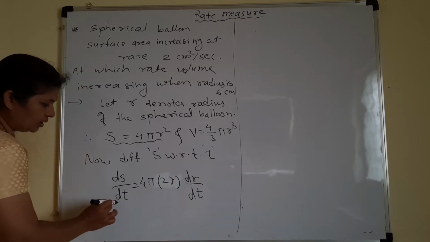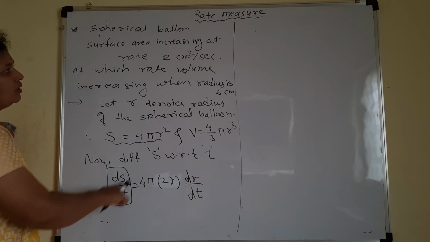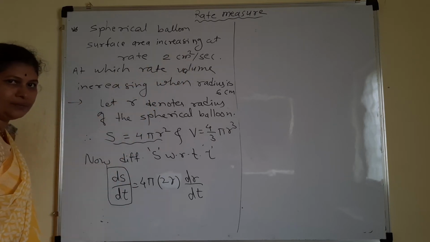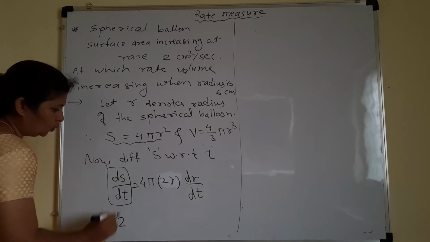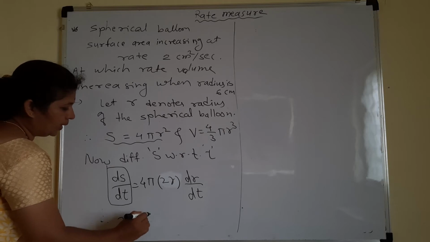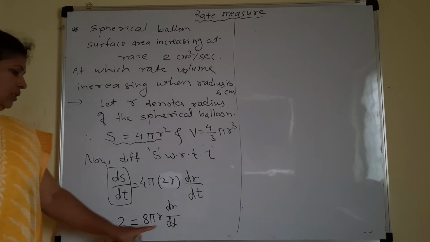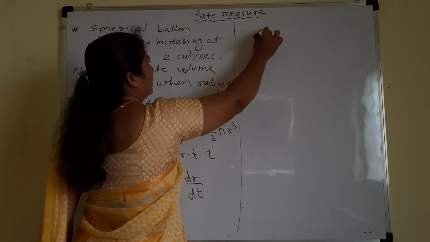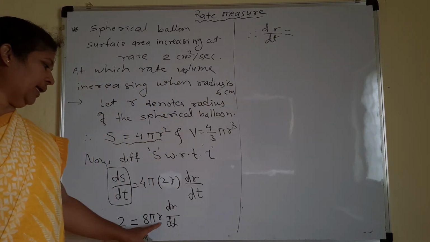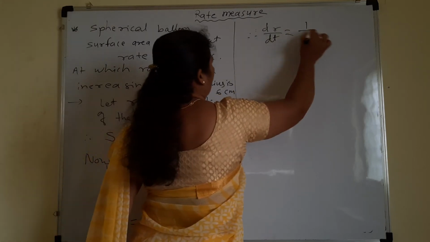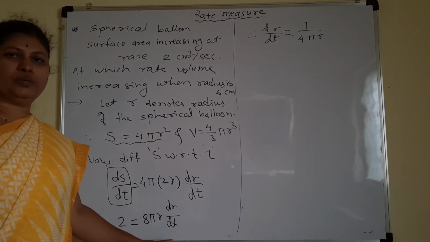Therefore, this value is given to me. What is this value? This value is 2 centimeters square per second. Right? So, 2 is equal to 4 into 2, that is 8π r into dr/dt. Using this, I can find the value of dr/dt. dr/dt is equal to 2 upon 8π r, that is 1 by 4π r. This is the value of the derivative of r with respect to time.